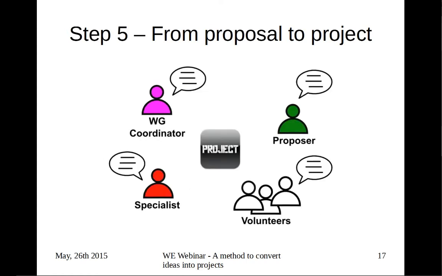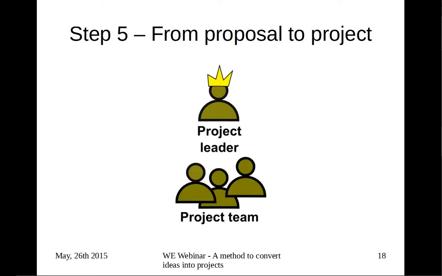Once we get this, the working group coordinator, the proposal, the volunteers, and maybe another specialist, depending on whether we need one, get together. That's the final step. That's the step when the proposal becomes a project. And we discuss it. We go into more detail about what needs to be done, what kind of planning is needed. And actually this moment is where we build a project, as in a project leader and a project team, which means the project leader may be the working group coordinator, might be somebody else completely.